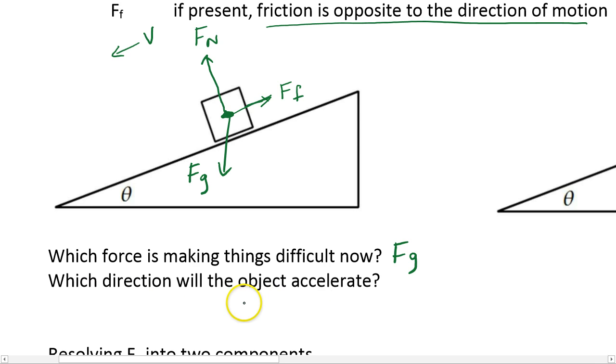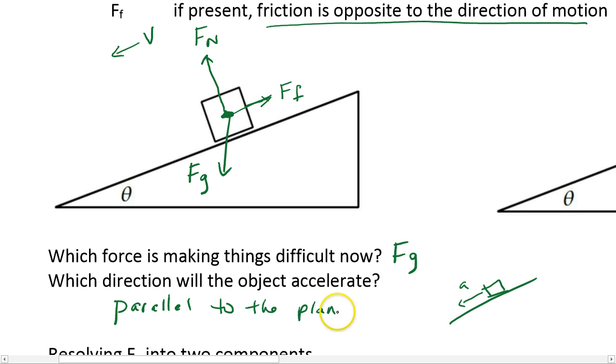My other question is, which direction will the object accelerate? Well, just thinking about common sense, if I have an inclined plane, if I'm going to let this object go, it's probably going to be accelerating down the plane. Okay, so which direction would that be? Well, this line is parallel with the inclined plane. So my answer here is, it will go parallel to the inclined plane, to this direction. So parallel is this kind of symbol here.